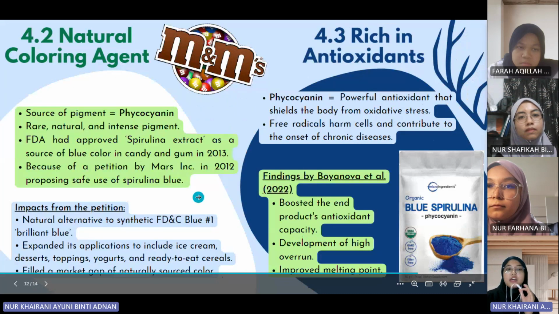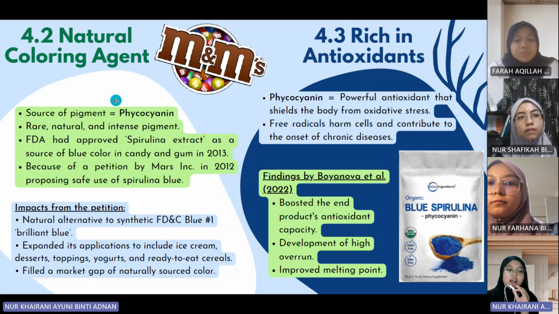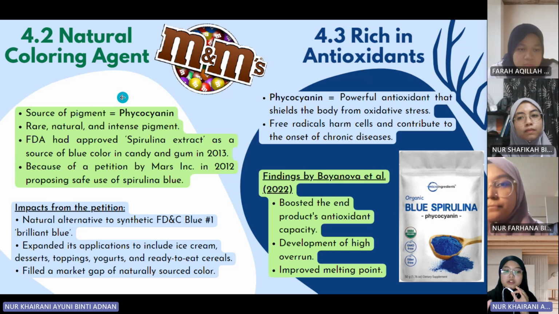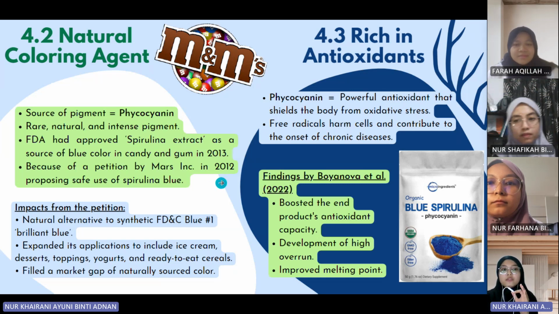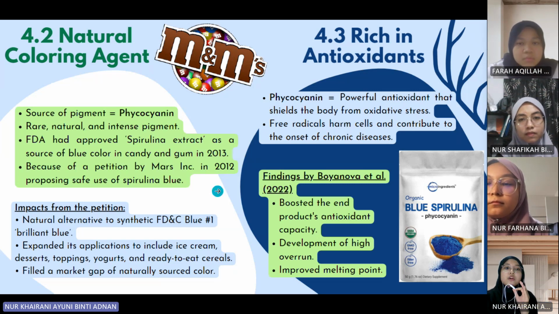Next, spirulina can also act as a natural coloring agent. Phycocyanin is the source of pigment in spirulina. This phycocyanin is a rare, natural, and intense pigment. FDA or Food and Drug Administration had approved the spirulina extract as a source of blue color in candy and gum in 2013. And this happened because of a petition by Mars Incorporated, a company famous for M&M's candy, in 2012, they had proposed for spirulina blue, and therefore FDA had approved this usage of spirulina extract.